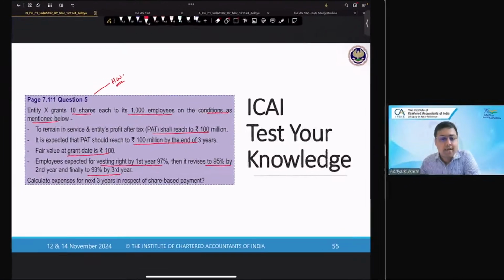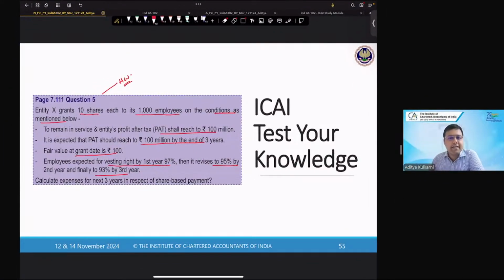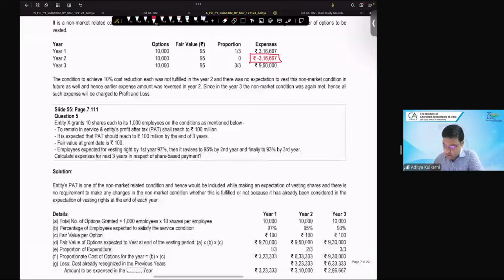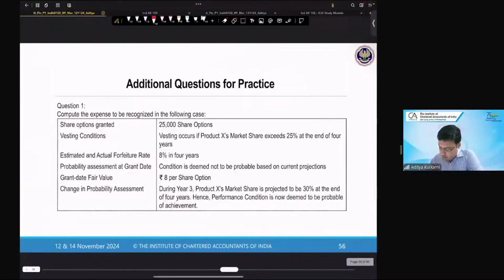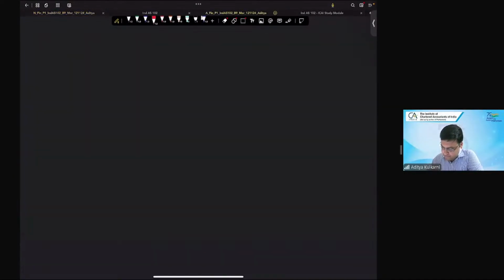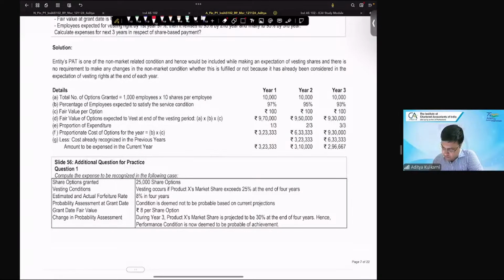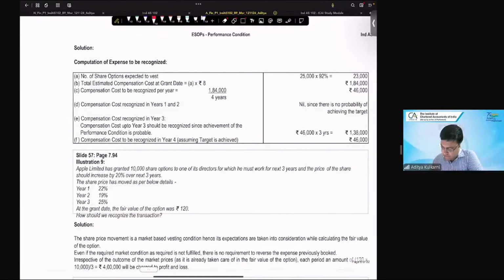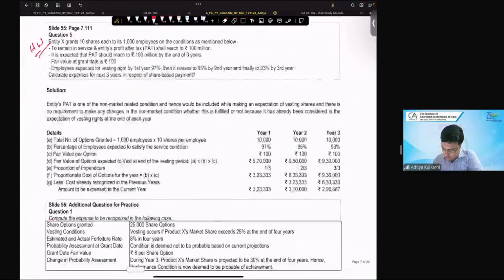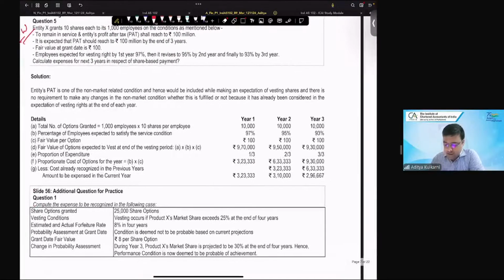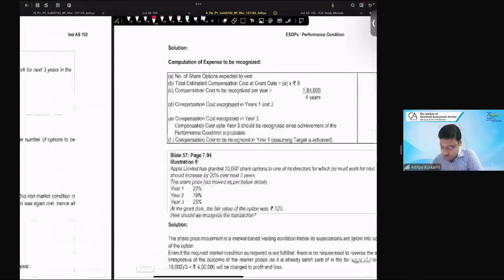Nothing special for me to explain. Expected employees at the end of each year is given. Vesting period is 3 years. Go on recognizing the expense. Straightforward calculation, nothing new from my side. So this is your next one. Perfect. So that takes care of this.